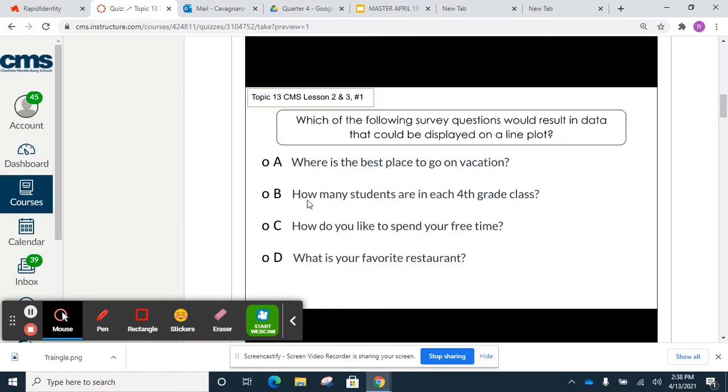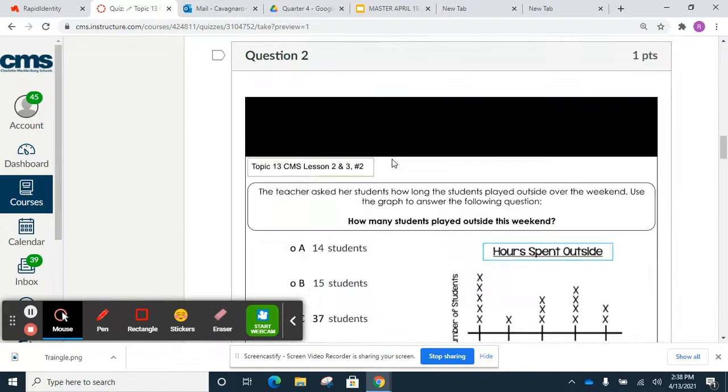What one can you control? How many students are in each fourth grade class? Is that something you can kind of control? Yes, it is. This would make the most sense.